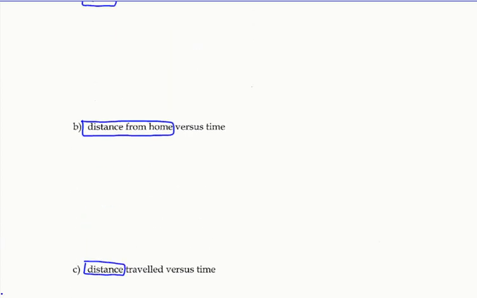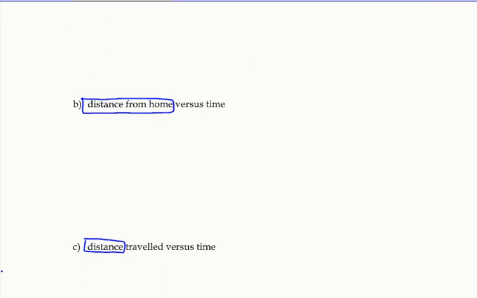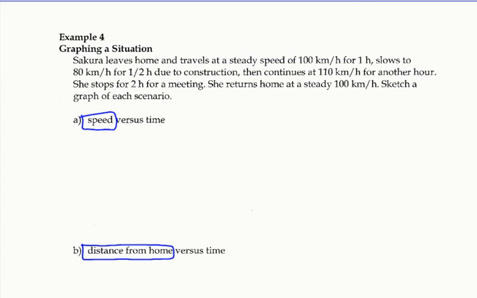Now, which of these 3 graphs seems like the same thing? B and C seem like they're the same thing, but they're not. Distance from home is not the same thing as distance, or total distance. Total distance versus time. Now, the first graph we want to make is speed versus time. So let's look at the situation.